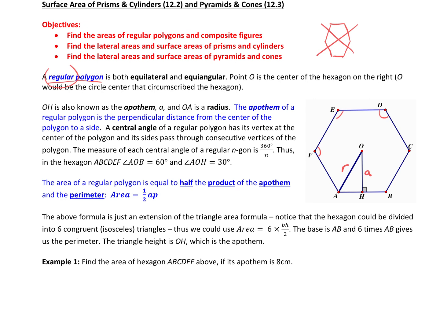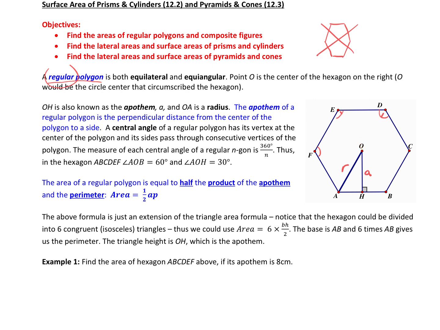The central angle of a regular polygon has its vertex at the center of the polygon and its sides pass through consecutive vertices of the polygon. So they're saying a central angle. Technically they're saying a central angle is an angle like this. They're saying this 60 degrees is a central angle. I don't think you're going to want to use that term very often.